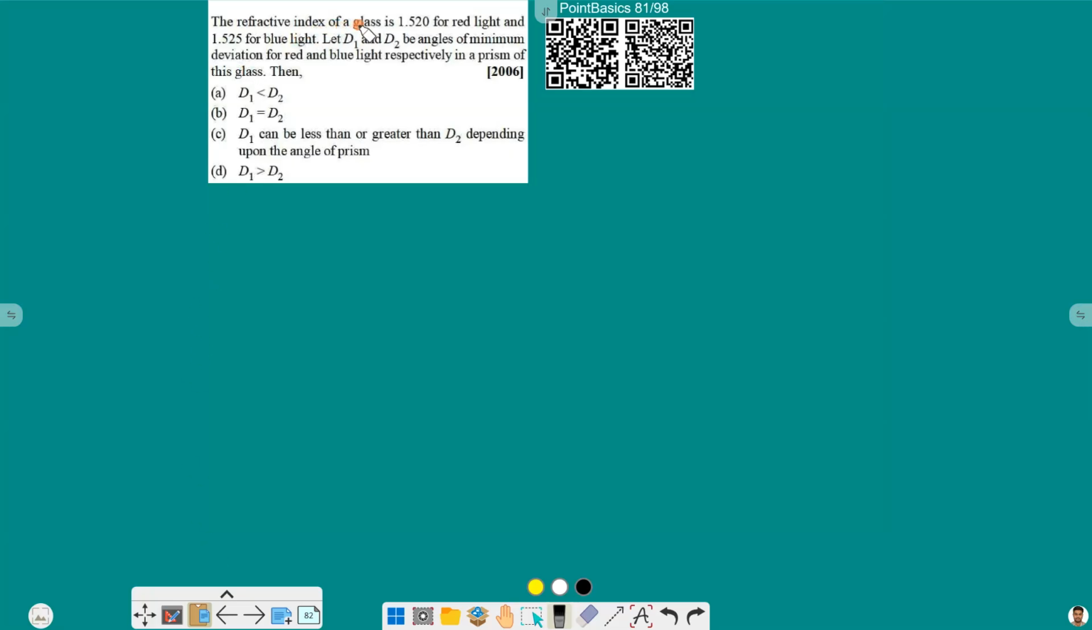The refractive index of the glass is 1.520 for red light and 1.525 for blue light, and D1, D2 are the angles of minimum deviation for red and blue light respectively for the prism of glass. Then we have to find how these angles are related to each other. Now we know for a thin prism, angle of minimum deviation is equal to (mu minus 1) into A. So delta M is directly proportional to the refractive index. Now here we know that refractive index mu for the blue light is greater than mu for the red light.